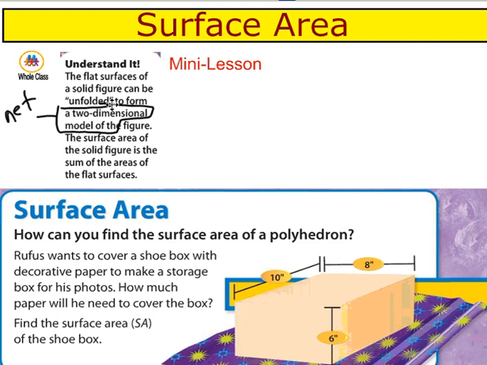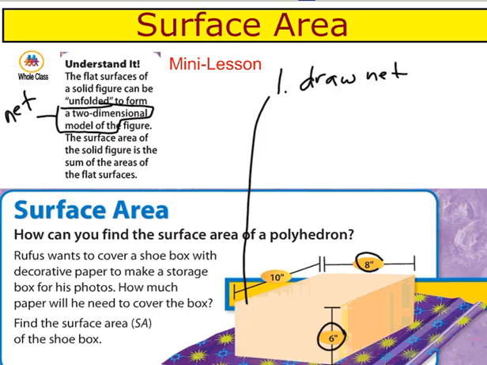So in this one, Rufus wants to cover a shoebox with decorative paper to make a storage box for his photos. How much paper will he need to cover the box? So there's a couple ways we could find the surface area. One way would be draw the net. And can we draw a net based off of what we have here? Yes, because we know the height, we know the width, and we know the length. So we can figure out what each of those rectangles should be.